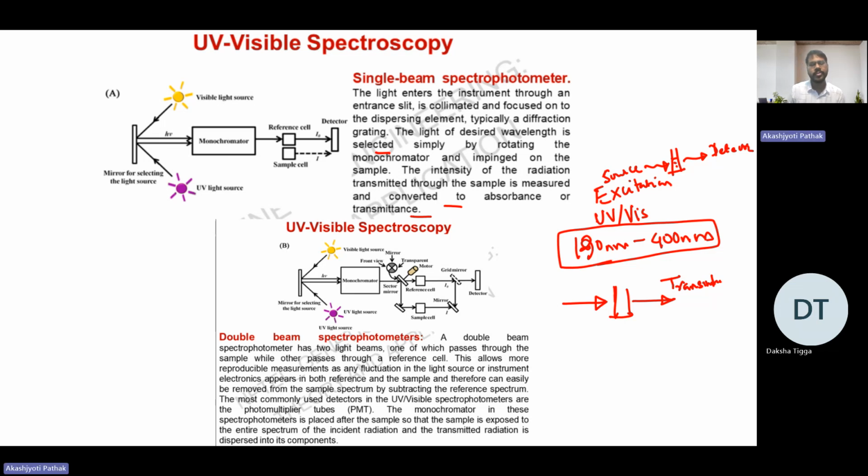So a dual beam spectrophotometer has two light beams. One of which will pass through the sample, the other will pass through a reference cell. Now this allows reproducible measurement, as any fluctuation in the light source or instrument electronics appears in both reference and the sample, and therefore can easily be removed from the sample spectrum by subtracting the reference spectrum. So you get the spectra of the reference, and you get the spectra of the sample. Now you can subtract the spectra of the reference, and you can have only the spectra that is produced by your sample.